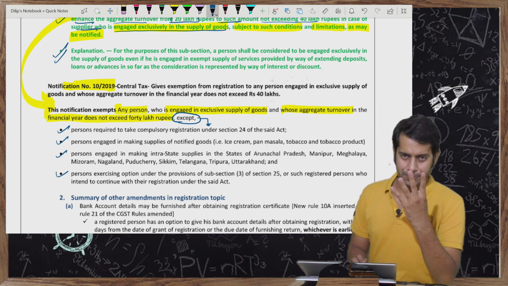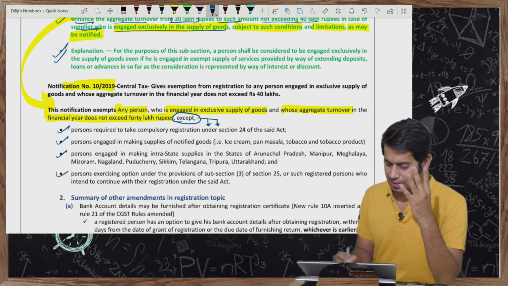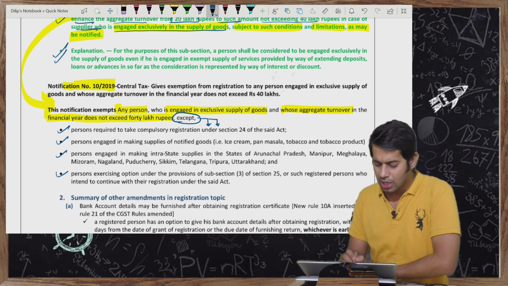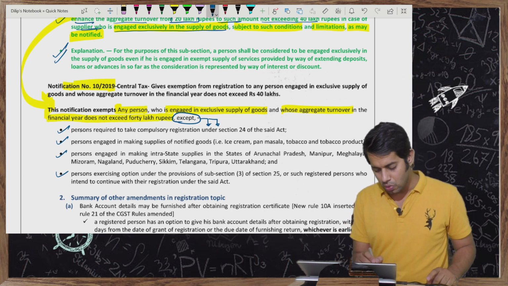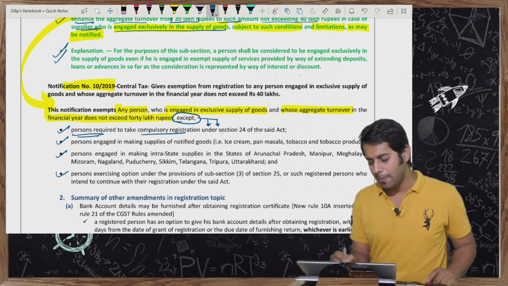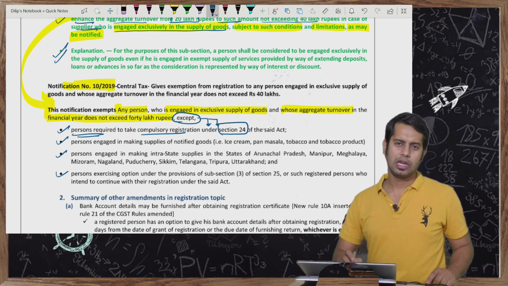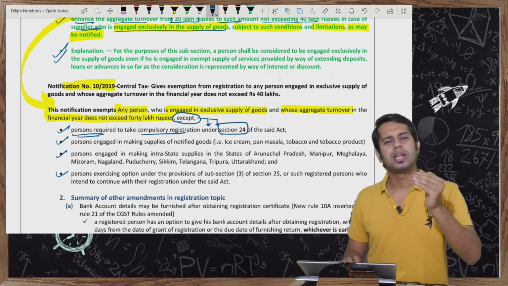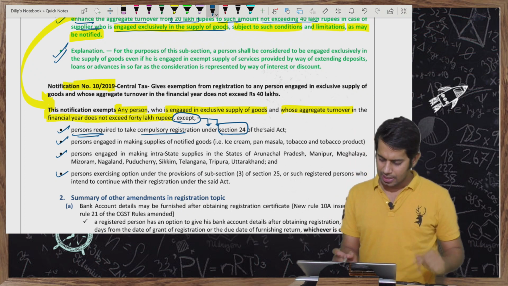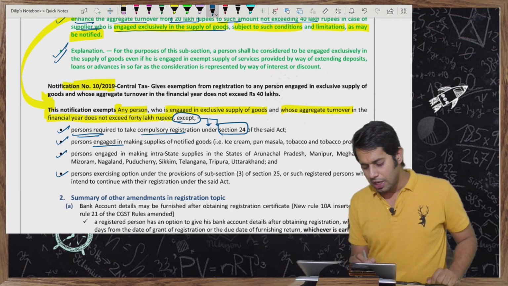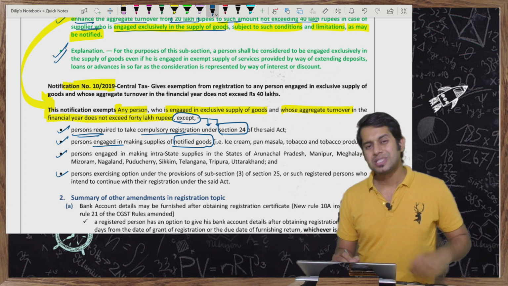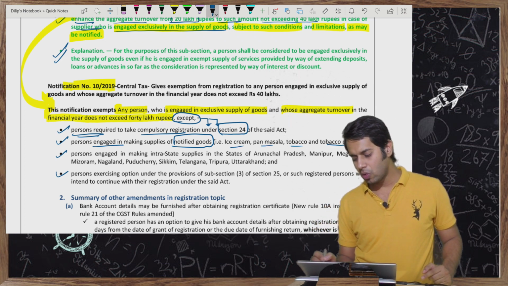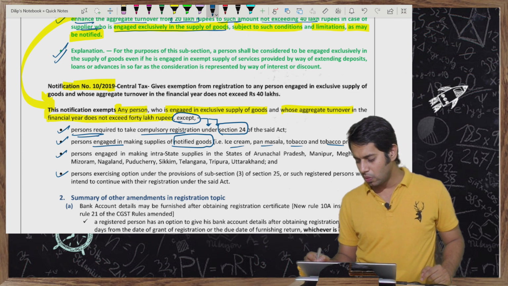However, for this notification, these four people are not included. This notification will not be applicable to a person who is required to take compulsory registration under section 24. So if you are falling under section 24, if you are a person who is liable to take registration under GST compulsorily, then this provision is not applicable for you. If you are a person supplying notified goods, what are these notified goods, sir? Ice cream, pan masala, tobacco and tobacco products, including aerated waters.